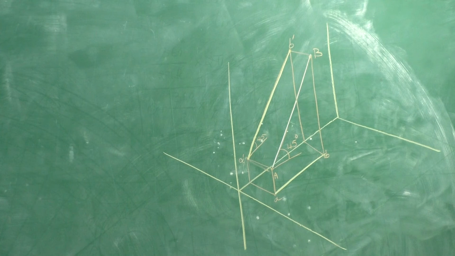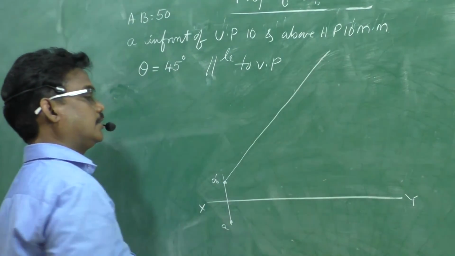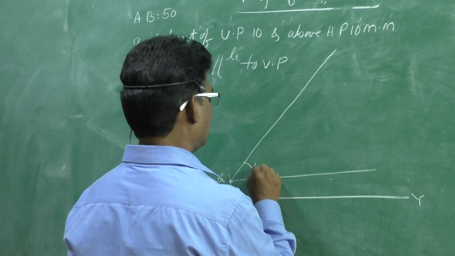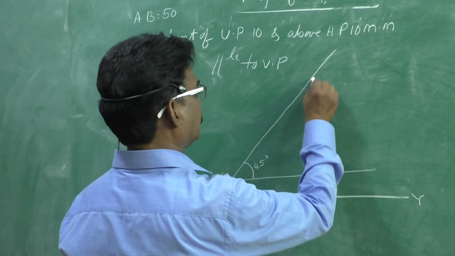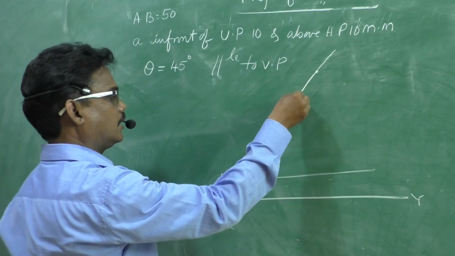Now draw the reference line XY and mark the position of the lower end, 10 mm above HP and 10 mm in front of VP. This is A dash, this is A. And in the front view, the true length and true inclination are visible. Therefore, draw a constructional line, okay, at a 45 degree angle, right? And the true length of the line is equal to 50 mm. Mark 50 mm, okay? You need to darken the required line only.